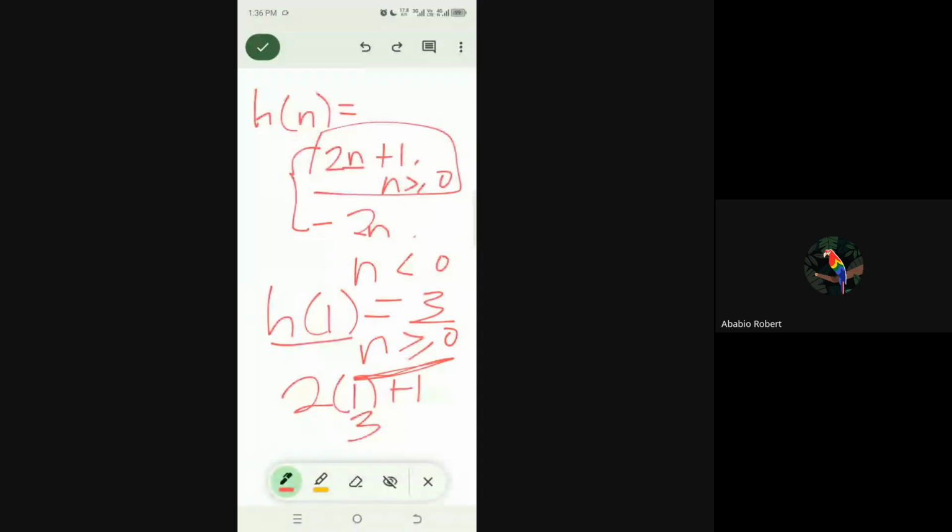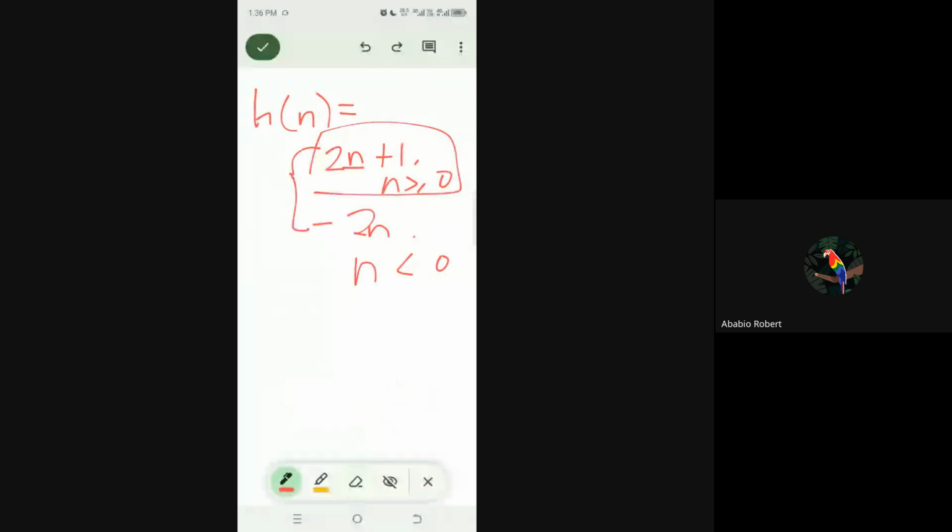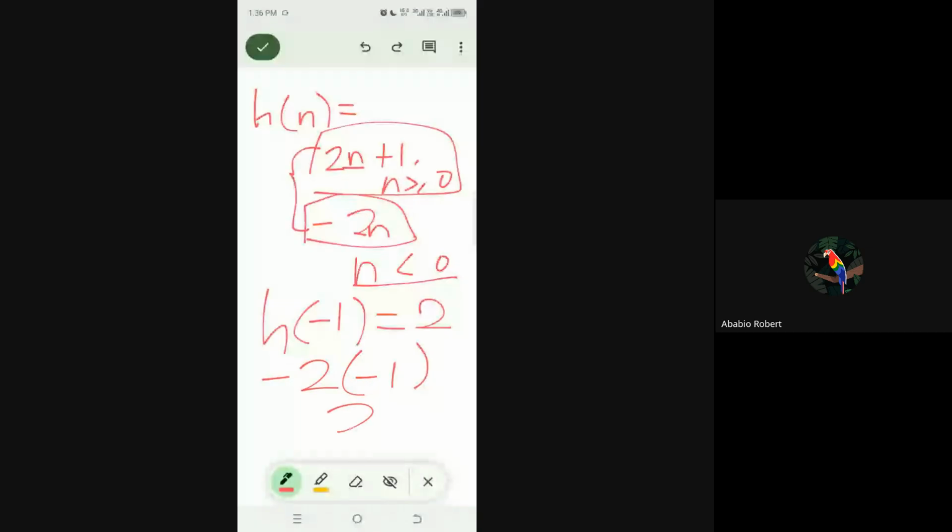Yes, please. Okay. So the next one was asking us to find h when n is -1. We said when n is less than 0, we use the rule negative 2n. So -2 times -1 will give you 2, and this is the answer they have given, which is correct. So it's actually a piecewise function, which is telling us what to do. So the answers are ready.